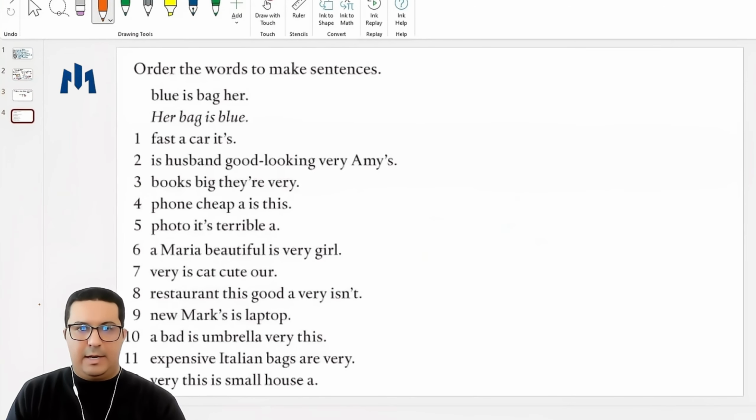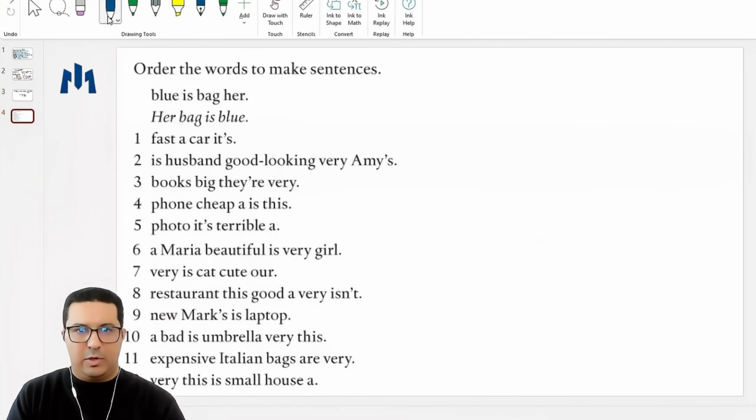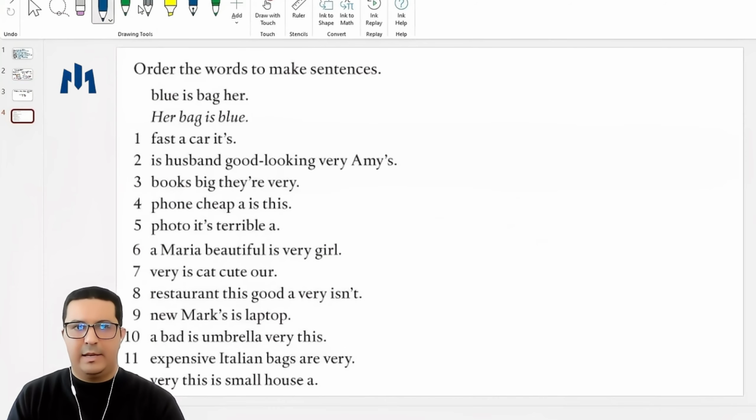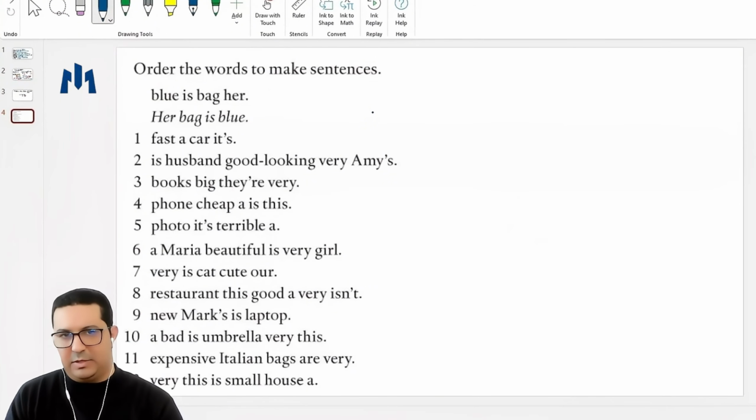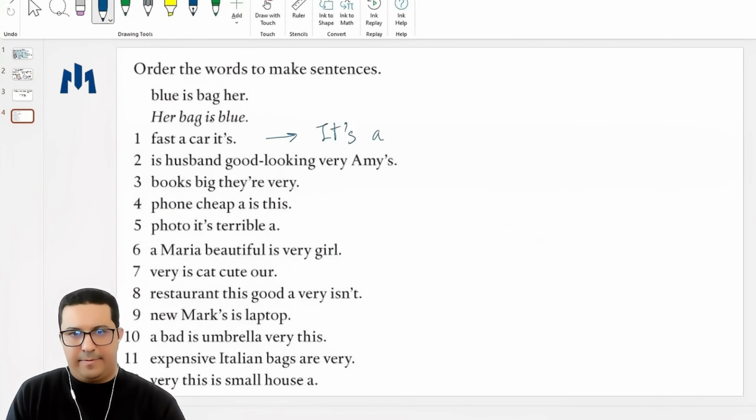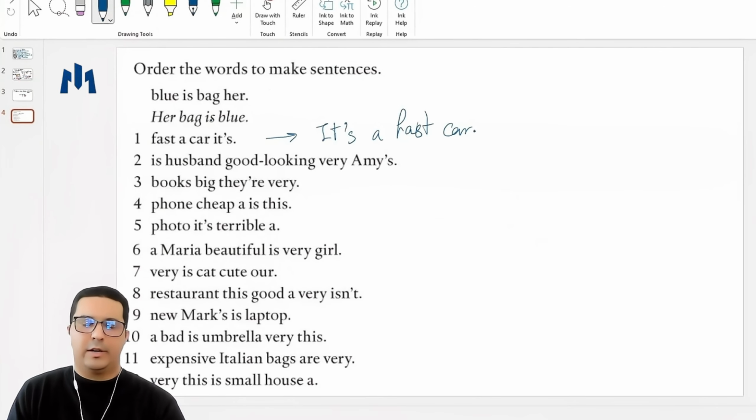So let's go and make an example here for you. The first part said we must use these words to make sentences. As you see, blue is bag hair. So this is not a sentence. Her bag is blue. So look at this one. Fast a car is. So it's a fast car. This is the first answer.